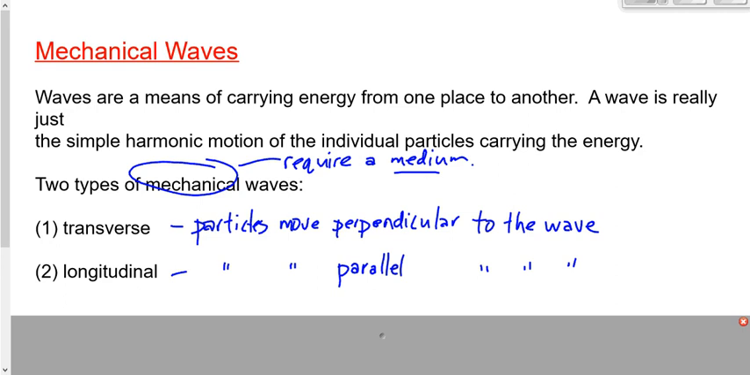Now remember, the particles don't transfer from one end to the other. They just go in their own little zone, their own little area, okay, but they move either parallel or perpendicular within that little area, within their little zone, in simple harmonic motion. Again, perpendicular, simple harmonic motion, or parallel to the wave in simple harmonic motion.